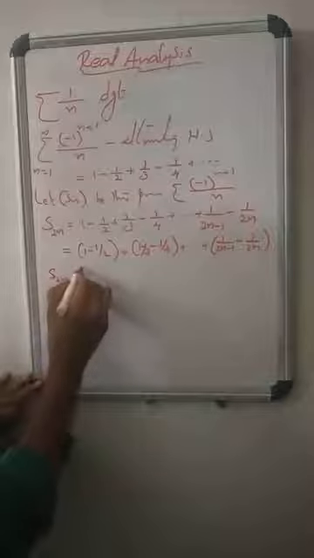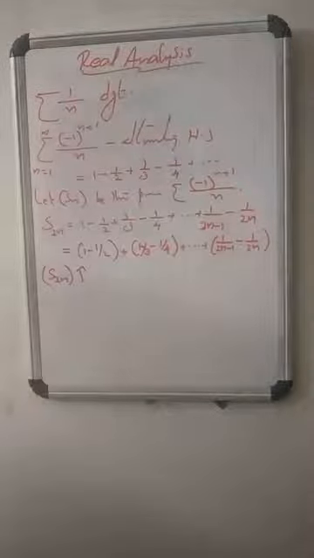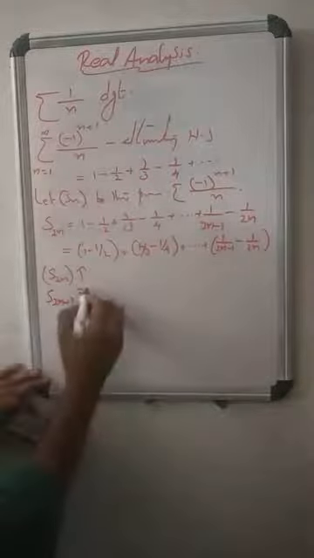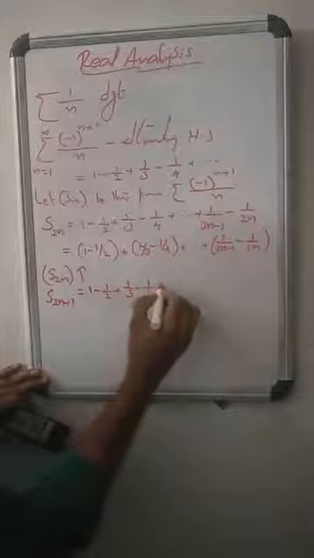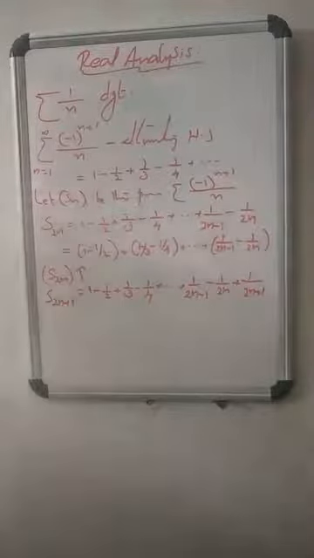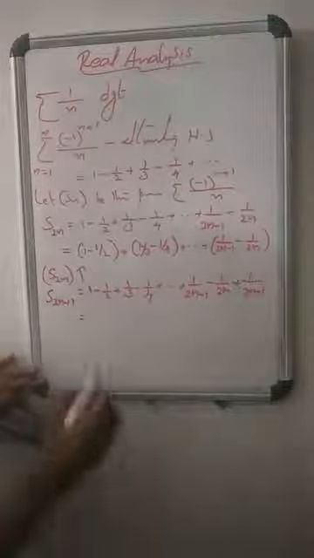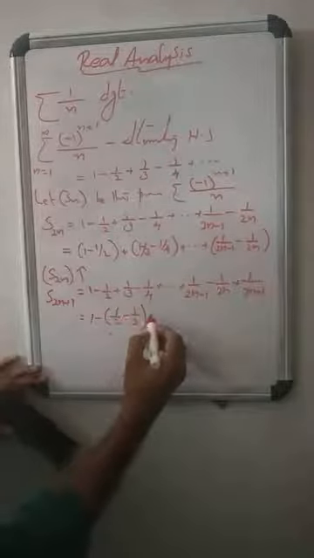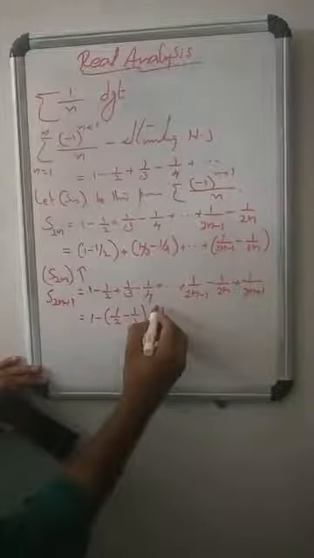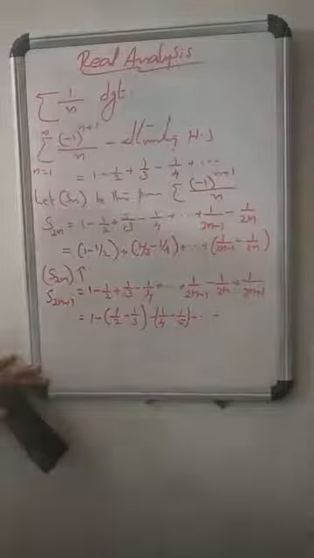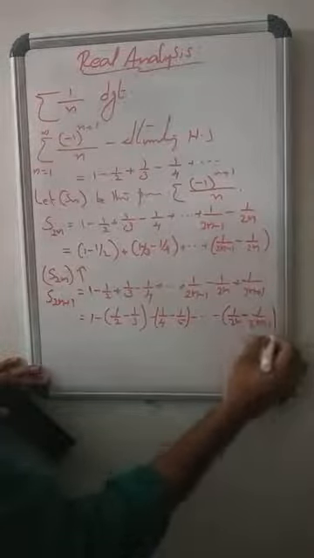Clearly, S2n is an increasing sequence, since 1 minus 1 by 2, 1 by 3 minus 1 by 4, and so on are all positive. Agree? What is S2n plus 1? S2n plus 1 is 1 minus 1 by 2 plus 1 by 3 minus 1 by 4 plus etc. plus 1 by 2n minus 1, minus 1 by 2n, plus 1 by 2n plus 1. Clear? Okay. It equals 1 minus of 1 by 2 minus 1 by 3, then minus of 1 by 4 minus 1 by 5, minus etc., minus of 1 by 2n minus 1 by 2n plus 1.